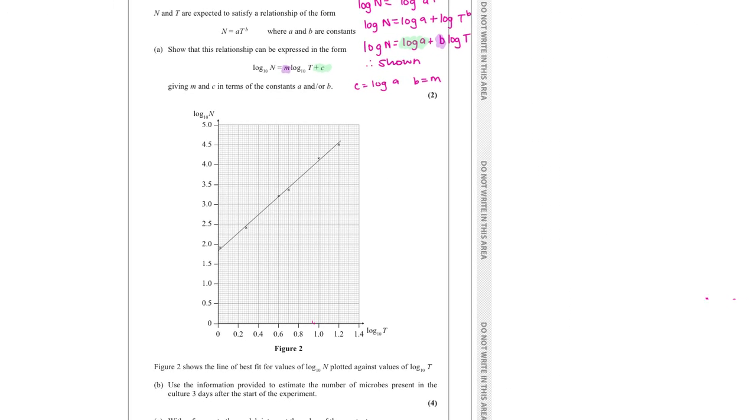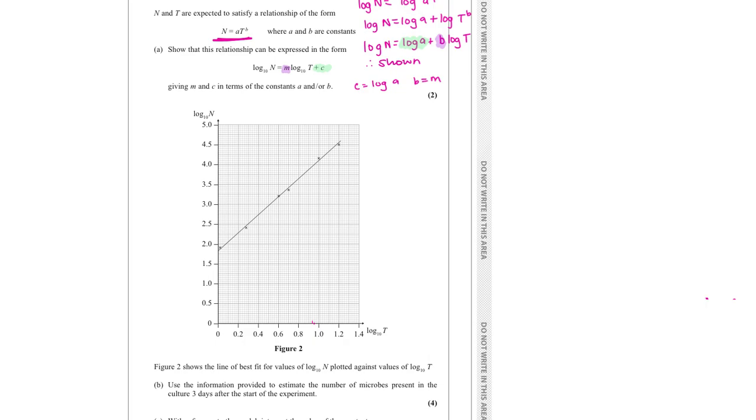Then part B says figure 2 shows the line of best fit, N plotted against log T. Use the information provided to estimate the number of microbes present in the culture 3 days after the start of the experiment. Well, the best way to do this is to use the graph to help us find our values of C, our values of A and B, so that we are then able to put them into the original equation.